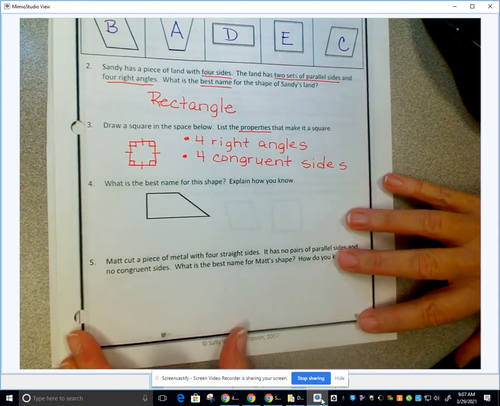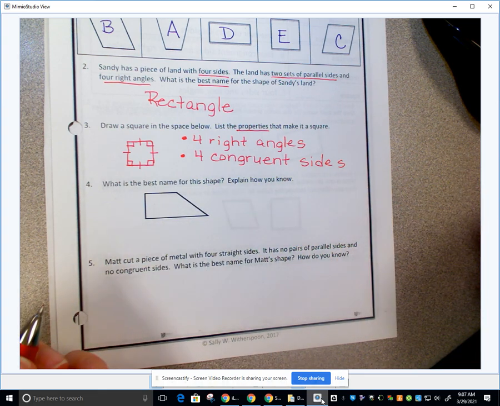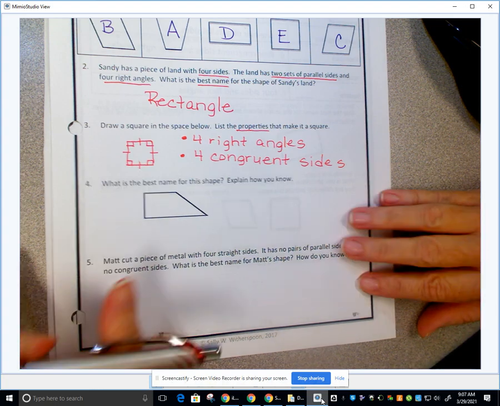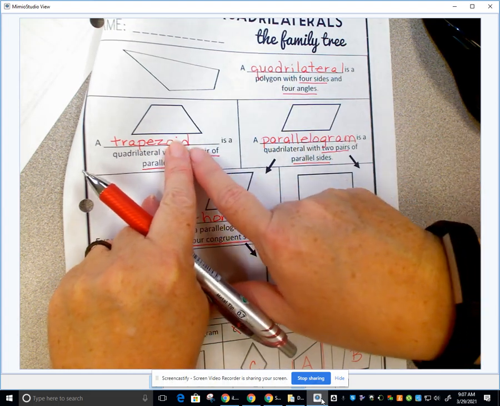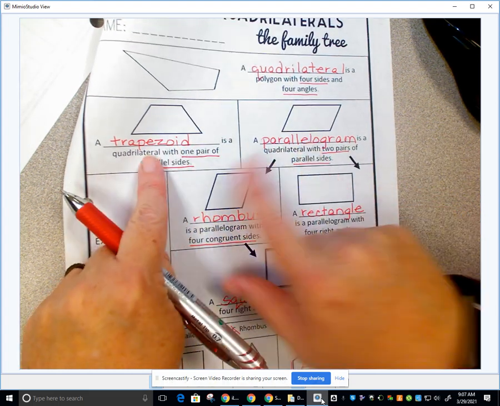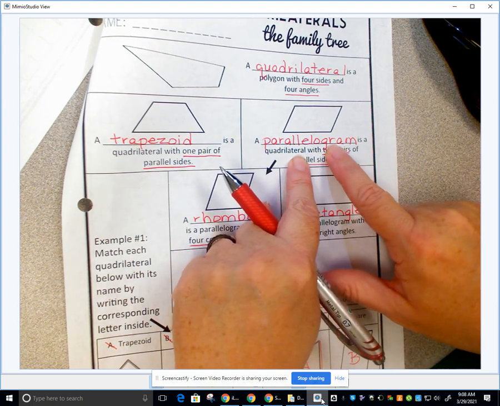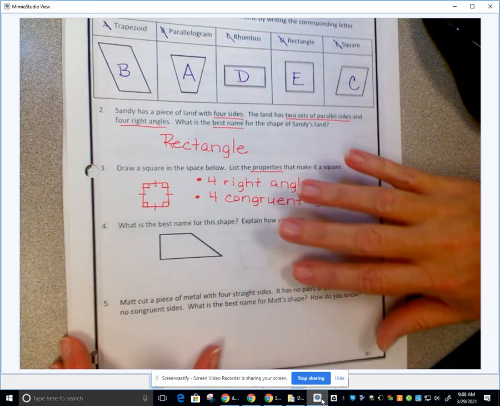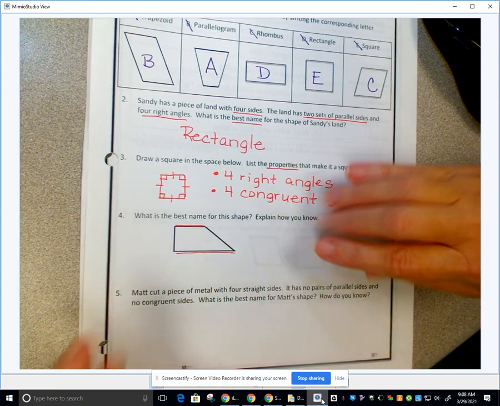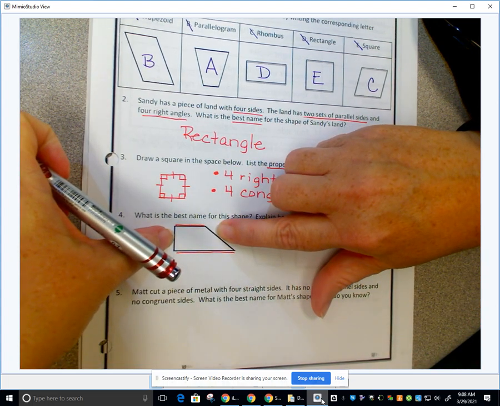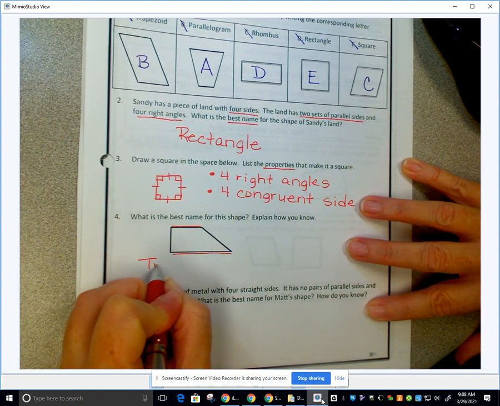All right, number 4 says, what is the best name for this shape? Now, we know it's a quadrilateral. That would name it. Let's see if we can go beyond that. Once we know that it's a quadrilateral, then we try to say, well, is it a trapezoid or a parallelogram? A trapezoid has 1 pair of parallel sides. A parallelogram has 2 pair. Let's see what this one has. All right, this side is parallel to this side. There's 1 pair. Are these sides parallel? No. So this only has 1 pair of parallel sides. So this is a trapezoid.